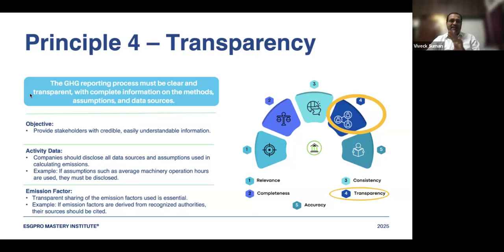Principle number 4 is transparency, which means that you will be disclosing emission information clearly. What do you mean by clearly? That, first of all, whatever number I am using, I am giving an explanation for that number.